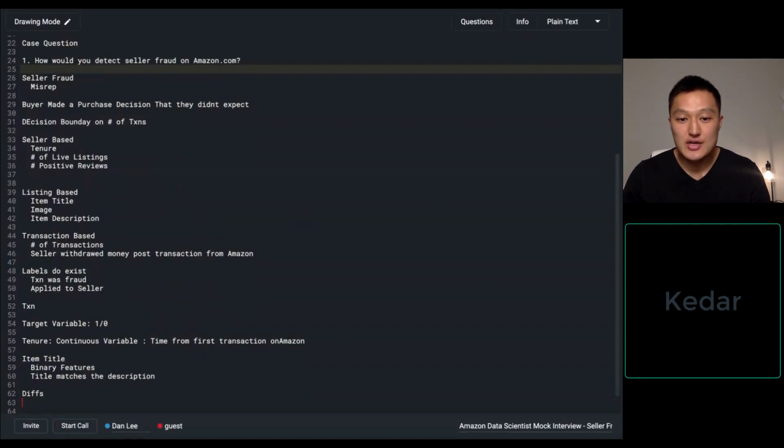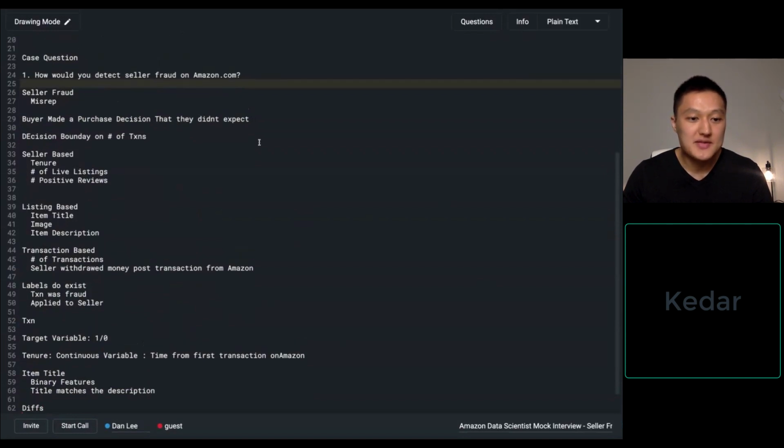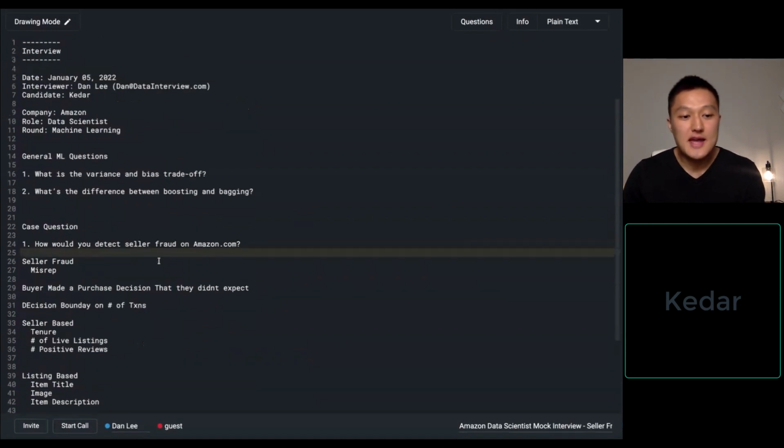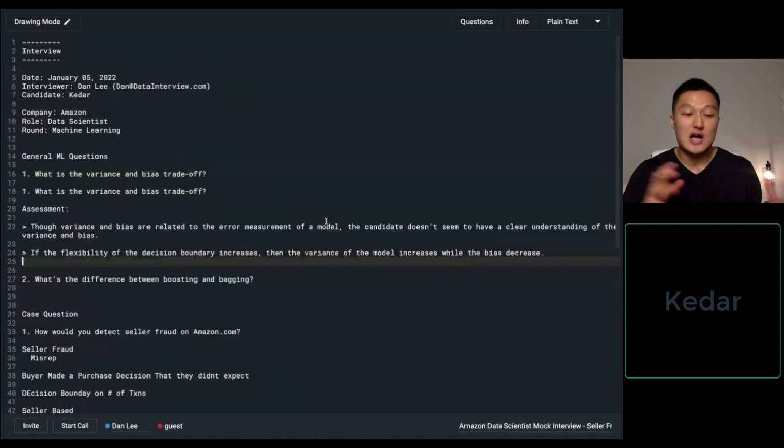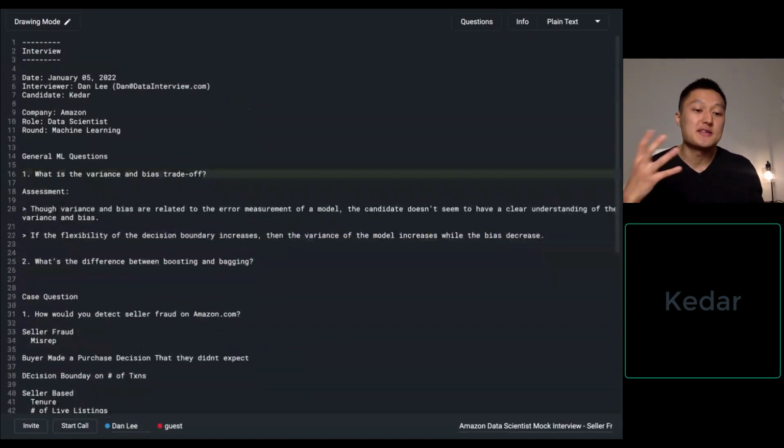Okay, so let's start with the breadth style question. The first question that I asked you is about the variance and bias trade-off. I would say that the response that you provided was solid. You explained the definition of the variance and bias trade-off of the model. You had an accurate interpretation of what those are. The variance is the variability of the model prediction, and the bias is the deviation of the model prediction from the actual values. And you mentioned the trade-off, which is that if variance goes up, bias goes down, and vice versa. So definitely good job in clearly defining what the variance bias trade-off is.